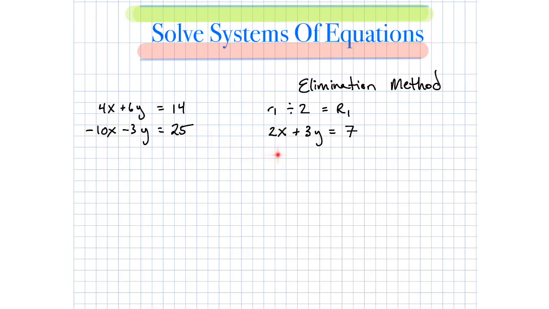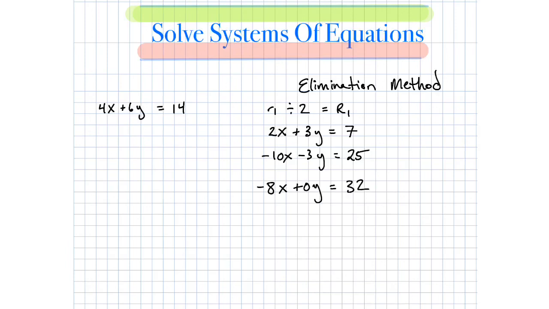Now we're going to do the elimination method here with row 2. So maybe I could move row 2 here, and then you can see now I could add these two rows together. Okay, let's do that. 2x minus 10x gives us negative 8x. 3y minus 3y equals 0y. And 7 plus 25 gives us 32. Anything times 0 is 0, we could cancel that out. What we're left with is negative 8x equals 32. X equals 32 over negative 8. X equals negative 4.